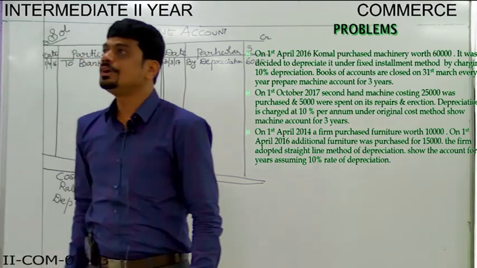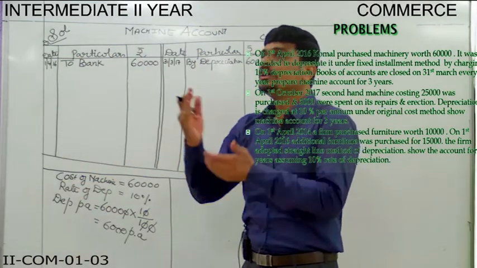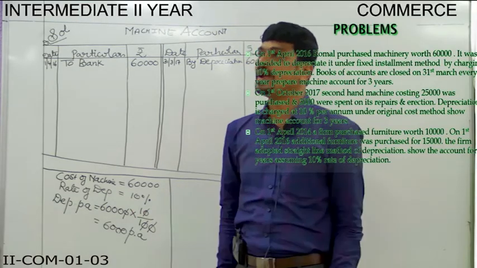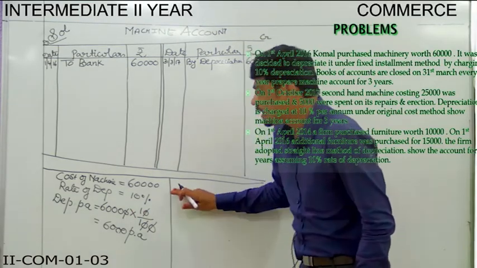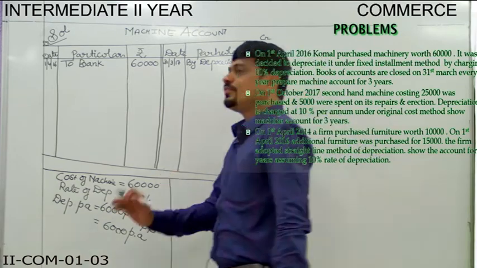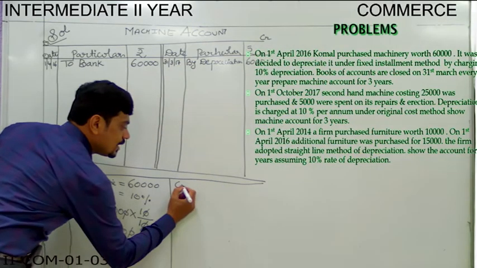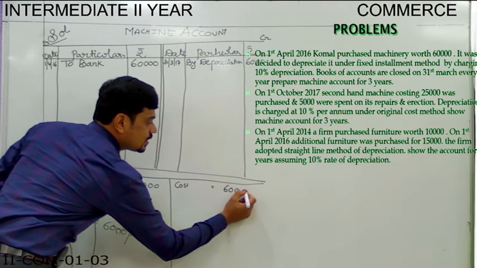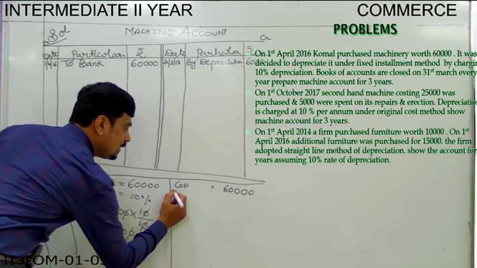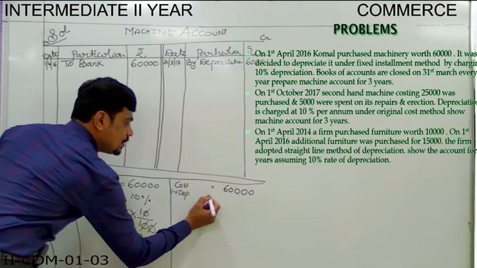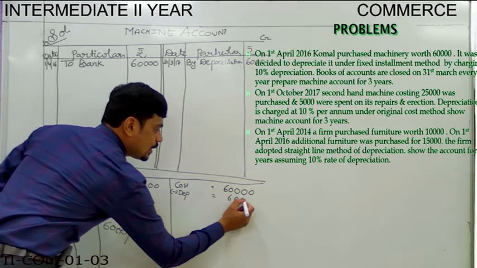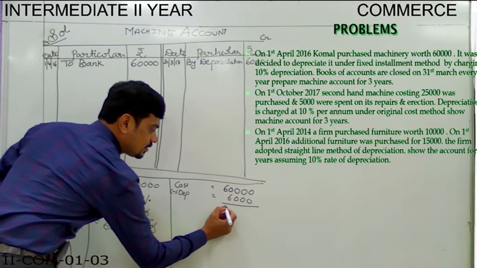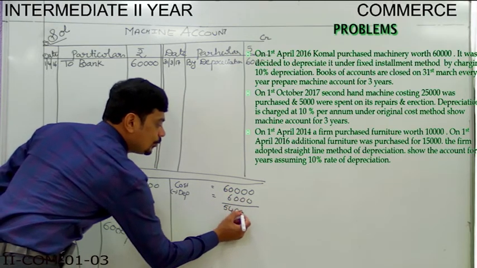Generally what you all will do, you will take one rough paper, you will do the working here and there, and you will be confused. No confusion from now onwards. Your working can be here. And what will we write now? Here, we'll write cost. Cost is 60,000. From that we'll minus depreciation. How much is depreciation we are going to charge? 6,000. 60 minus 6 gives you 54,000.